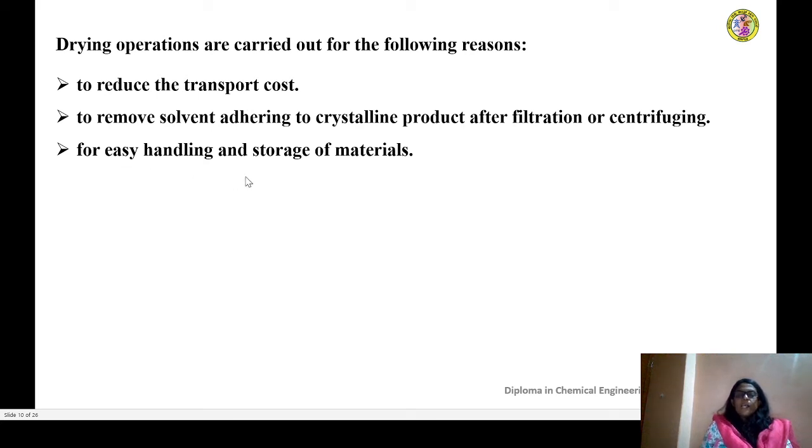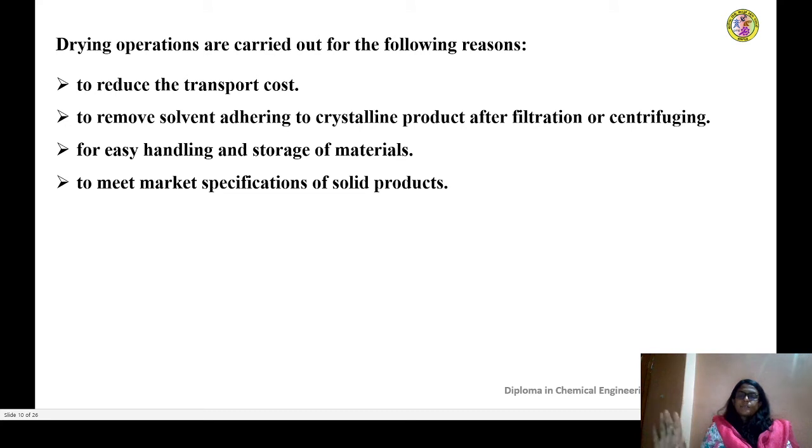For easy handling and storage of materials. Handling of dry solid product is much easier compared to that of wet or liquid material. So it is that reason which emphasizes the need of drying operation in industry.